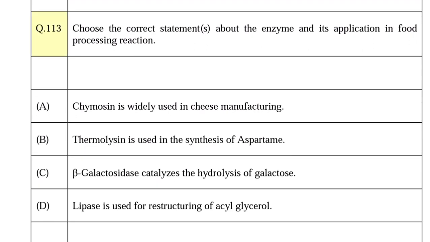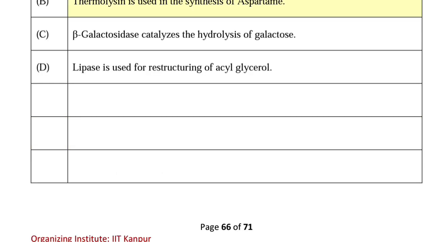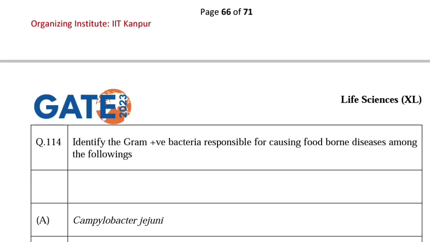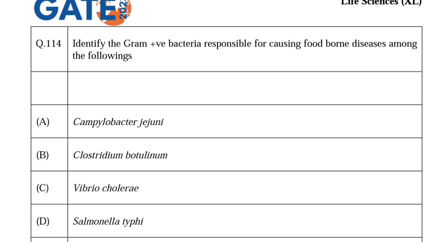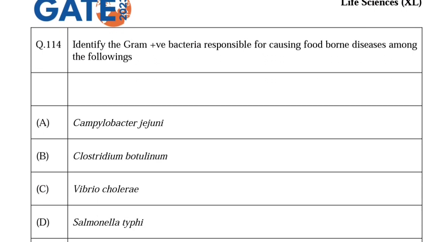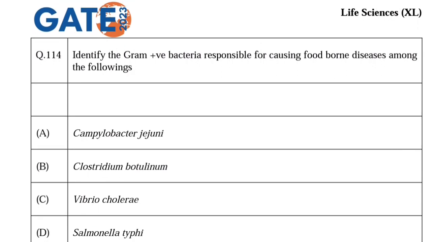Q.113. Choose the correct statements about the enzyme and its application in food processing reaction. A. Chymosin is widely used in cheese manufacturing. B. Thermolysin is used in the synthesis of aspartame. C. Beta-galactosidase catalyzes the hydrolysis of galactose. D. Lipase is used for restructuring of acylglycerol.